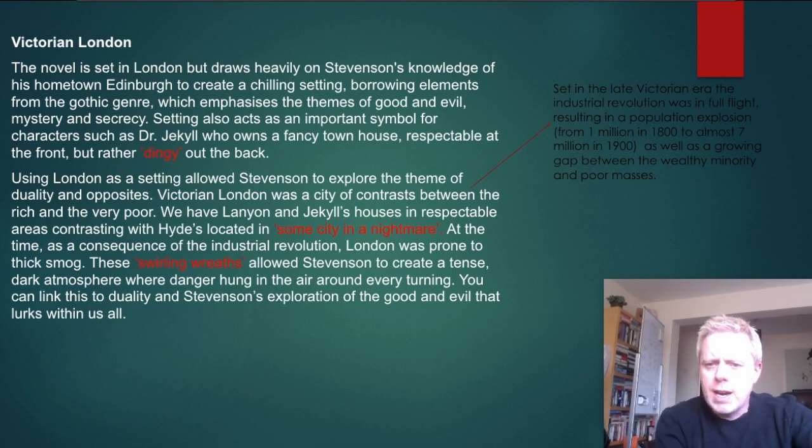Set in the late Victorian era, the Industrial Revolution was in full flight, resulting in a population explosion from 1 million in 1800 to almost 7 million in 1900, as well as a growing gap between the wealthy minority and the poor masses. Okay, nice bit of context for you there.